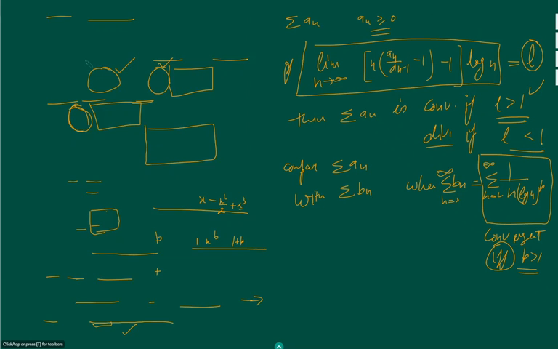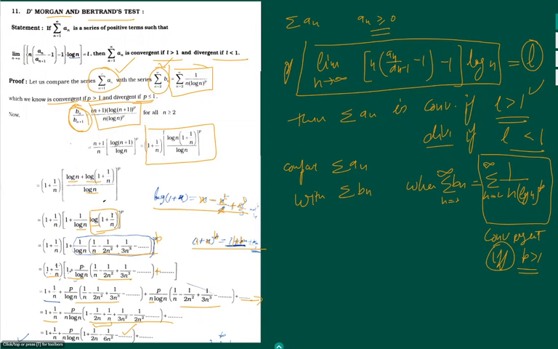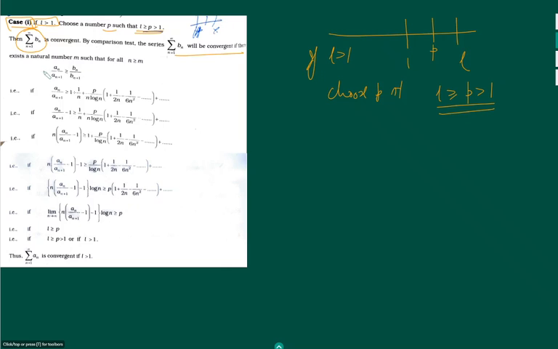Summation Bn we know is convergent if P is greater than 1. So summation Bn is convergent if there is a natural number n such that for all n greater than or equal to n, summation Bn is convergent. So by comparison test, summation An would also be convergent.